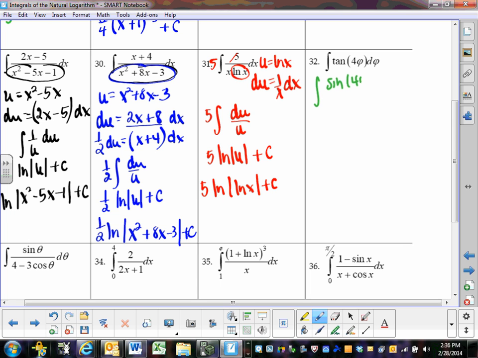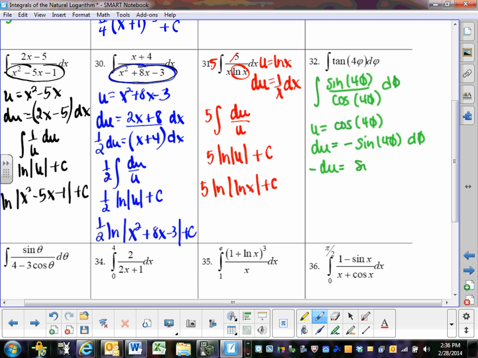And the next one, I have my u on the bottom. So u is x squared plus 8x minus 3. Du is 2x plus 8 dx. So 1/2 of du is going to be x plus 4 dx. So I have 1/2 du over u. So I almost forgot my half. 1/2 natural log absolute value of u plus c. So 1/2 natural log absolute value of x squared plus 8x minus 3 plus c.